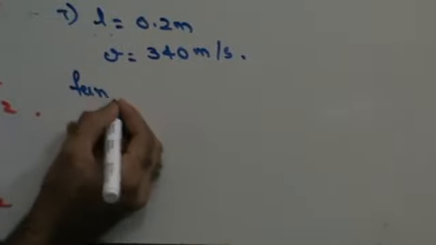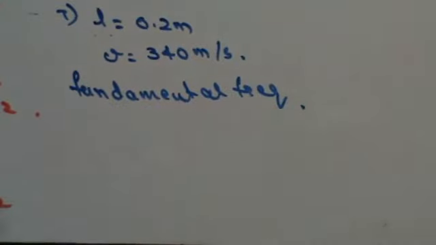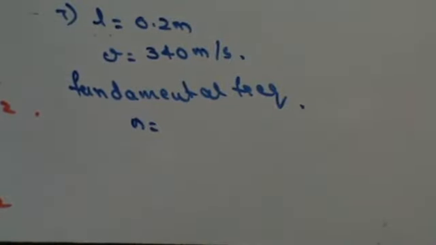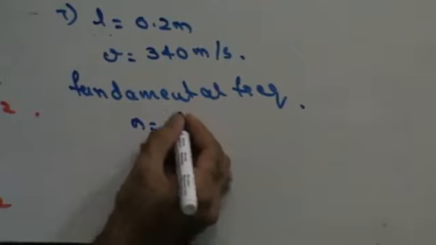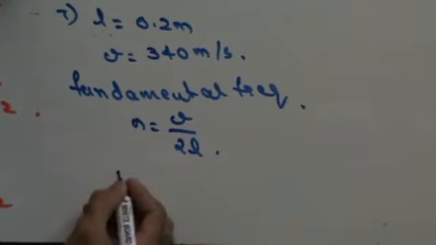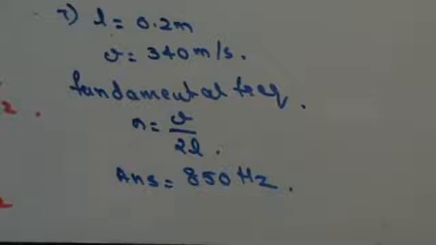Straightforward, they've asked you to calculate the fundamental frequency. If the velocity of air is 340 meters per second, they've given you that this is an open tube. Since it's an open tube, this is going to be V upon 2L. V is given, 2L is given. You can directly multiply and get the answer. The answer for this sum should be 850 Hertz. Take down the next one please.